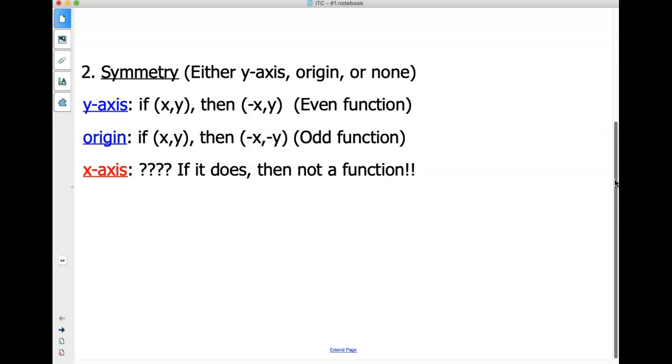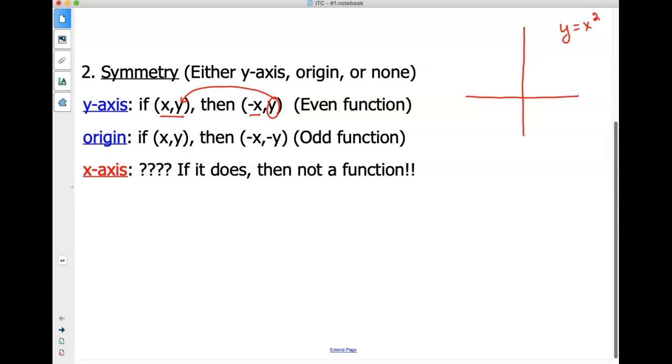What is y-axis symmetry? Well, on a graph, if I have the point x, y, and then I put the opposite of x in, it's going to output the same exact y that I had before. Okay, that would be an even function. The most common example of an even function would be the graph of y equals x squared. Just the parent graph of that.